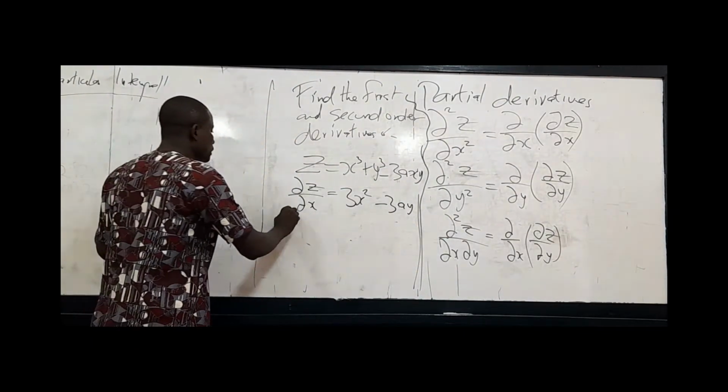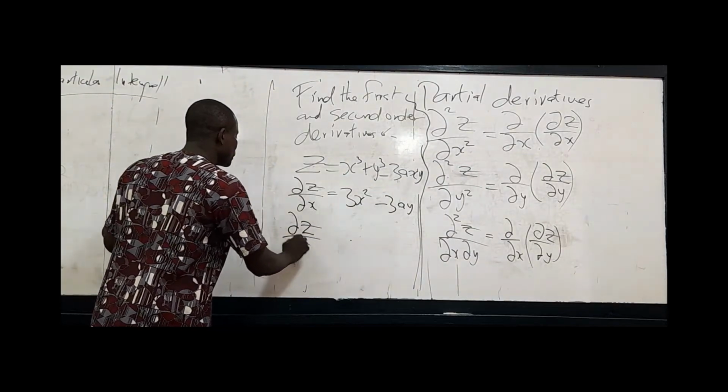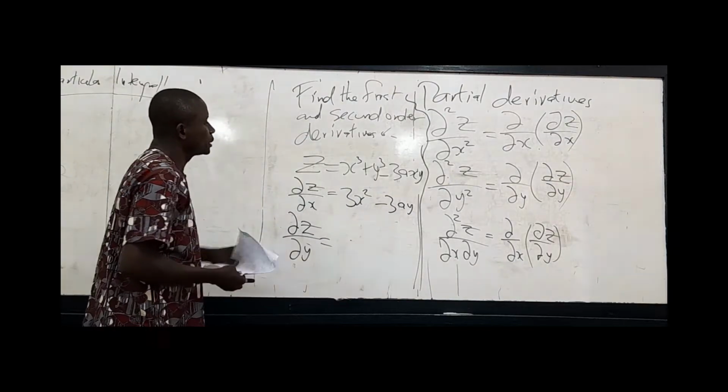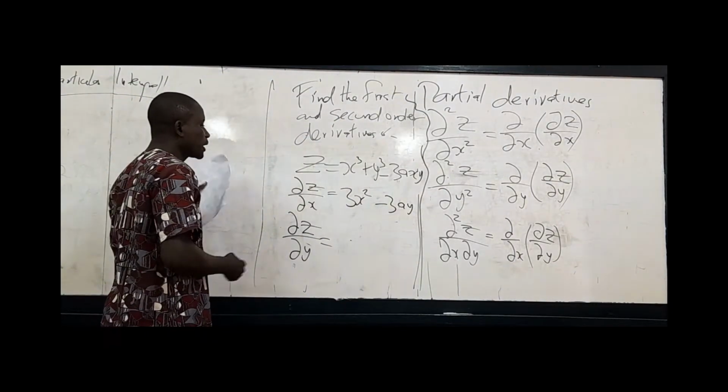Then I'm talking about the z, the y. In this case, we are talking about where we see y. There is y here. Okay, so I'm going to have what?